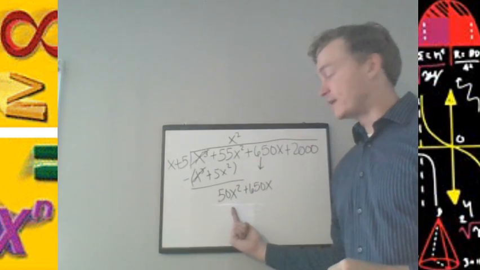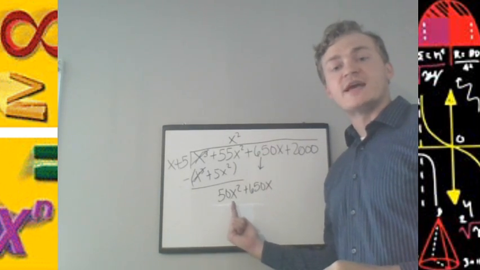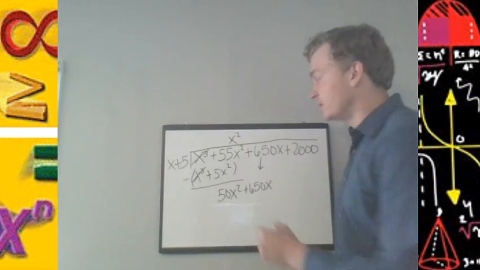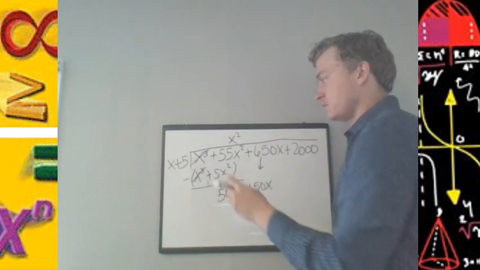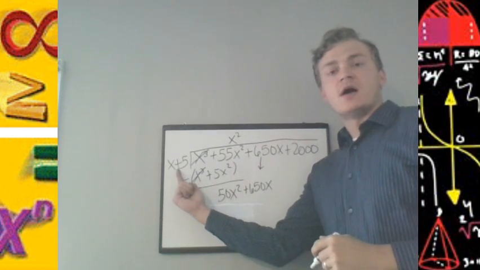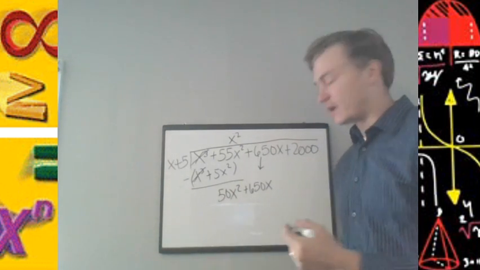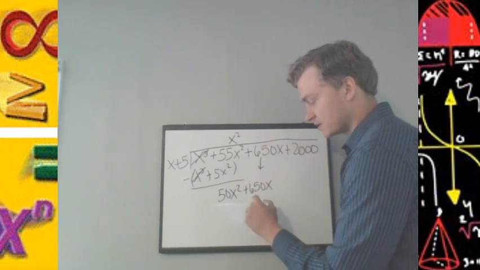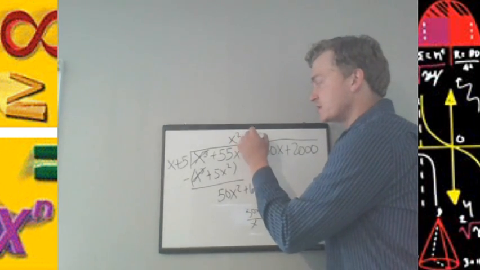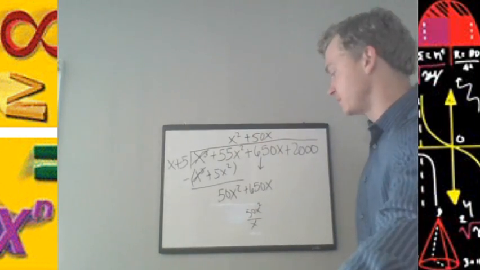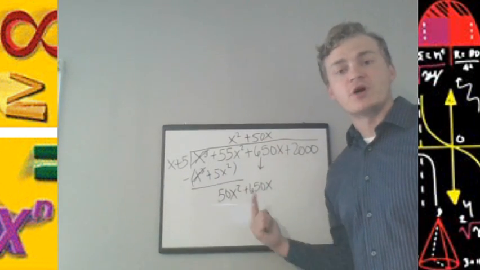Our x will divide into the 50x squared, oh, excuse me. 50x squared divided by x is 50x. Yeah, catch me on that one. X squared divided by x is x. So we get plus 50x. But now the plus 50x, we will multiply back to the x plus 5 to work on the remainder.